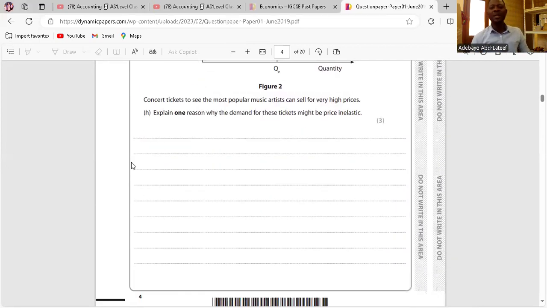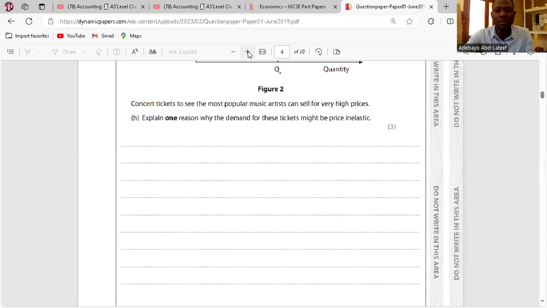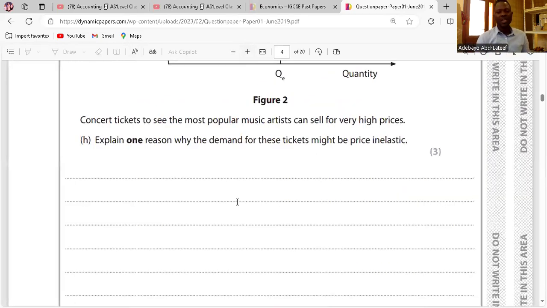Explain one reason why the demand for these tickets, concert tickets to see the most popular music artists, can sell for very high prices. Explain one reason why the demand for these tickets might be price inelastic. When we talk about price inelastic, it means there's no significant change in the quantity demanded as a result of the change in price.